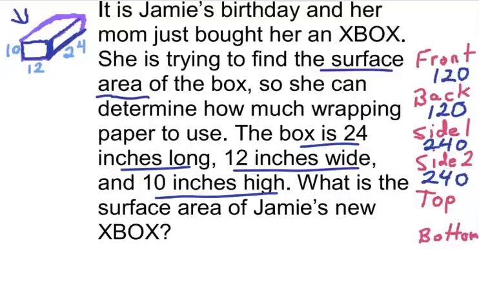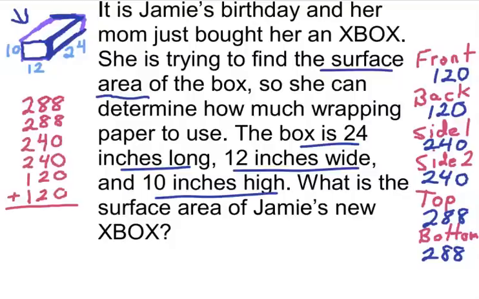Well, the top and the bottom are 24 by 12. So 24 times 12 is 288. So that's going to be the top. And of course, if it's the top, it's also the bottom. So what are we going to do to find the total surface area? Well, we're going to have to add all of this up. Okay, so let's add all of this up.